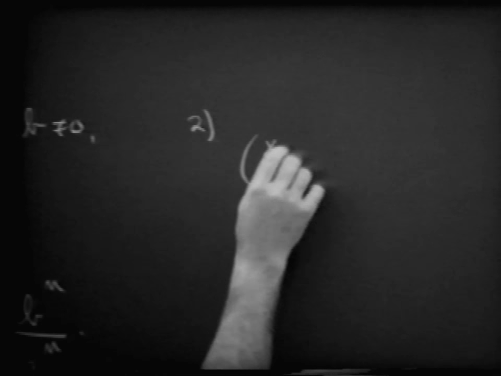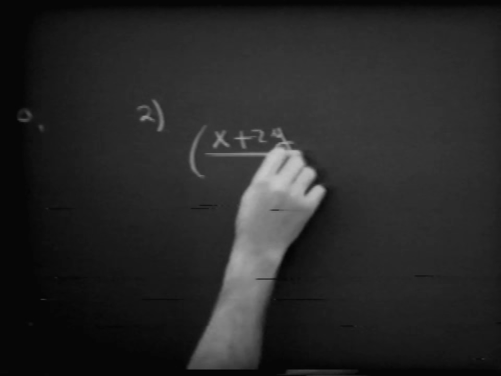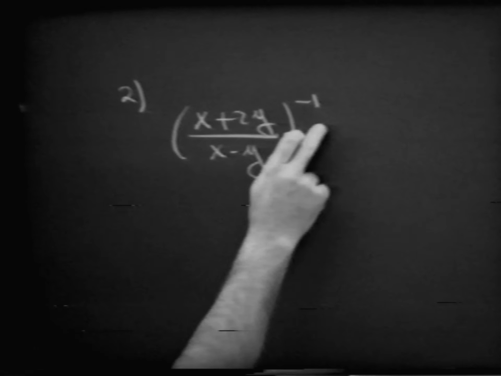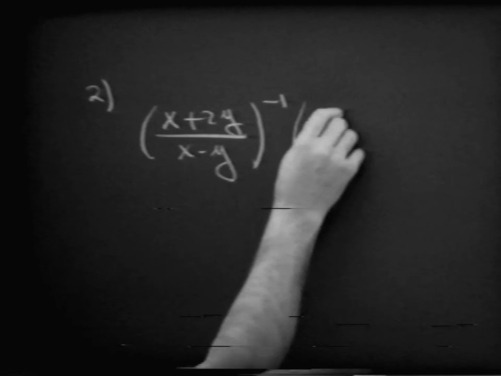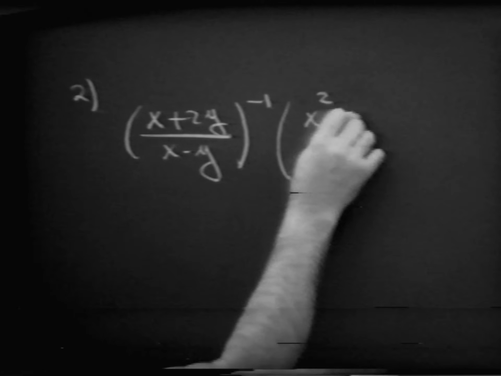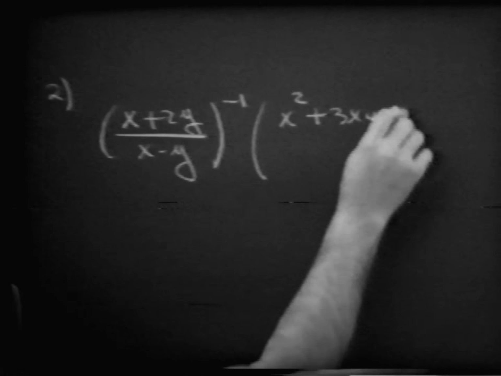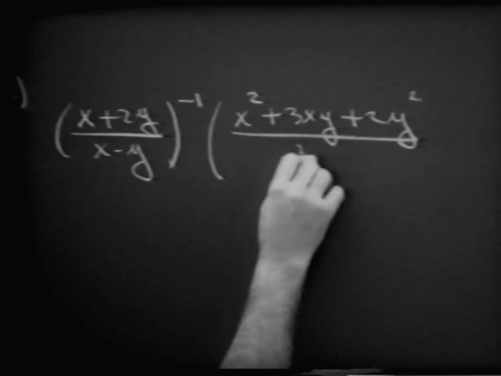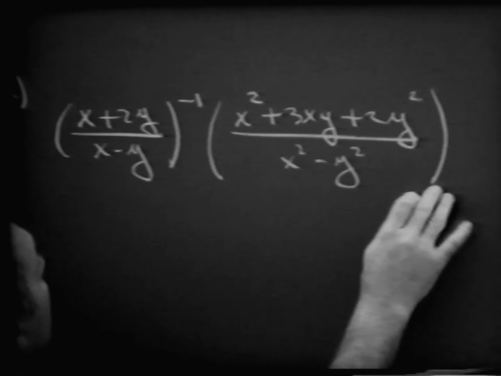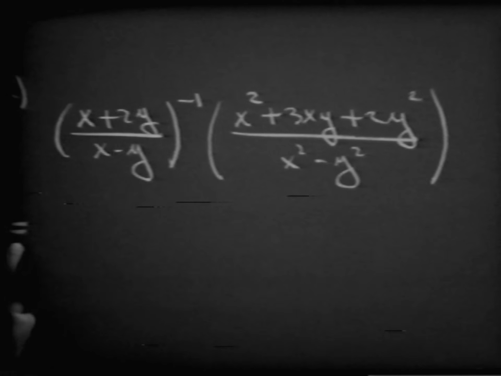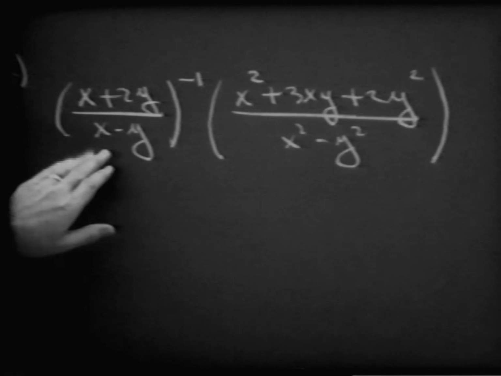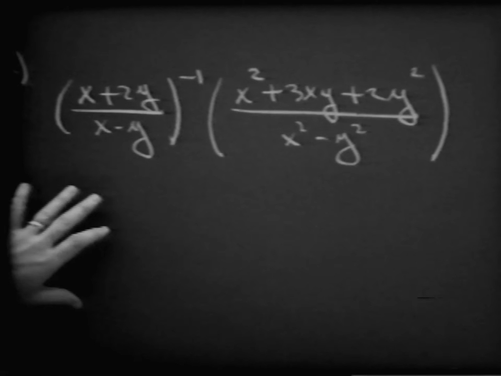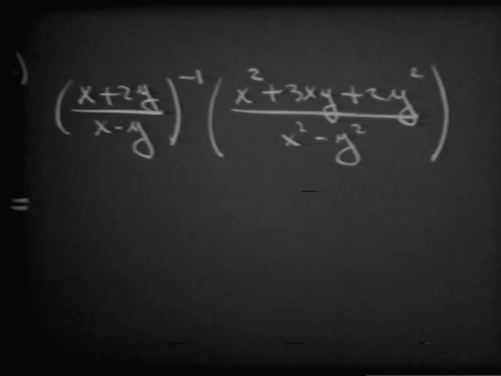Let's look at a second example that perhaps involves this theorem. Suppose we happen to have a binomial x plus 2y divided by, say, x minus y, all raised to the negative 1 power, times some trinomial x squared plus 3xy plus 2y squared, all divided by x squared minus y squared. And let's see what we may say about this. Again, notice that this is all raised to the negative 1 power, and so another name for this left factor here would be what, Steve?